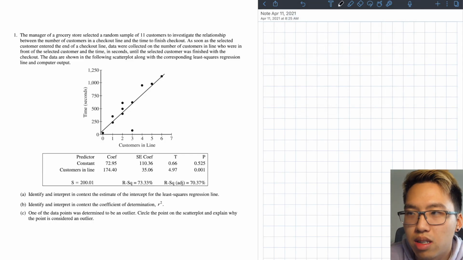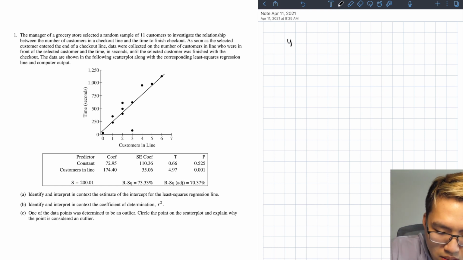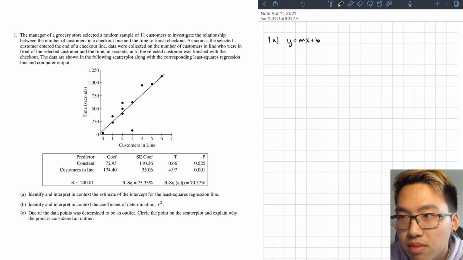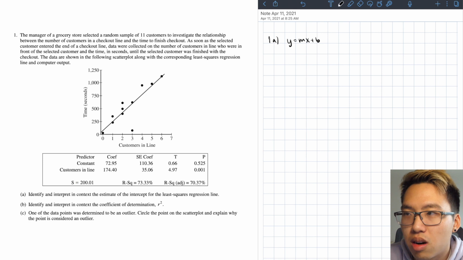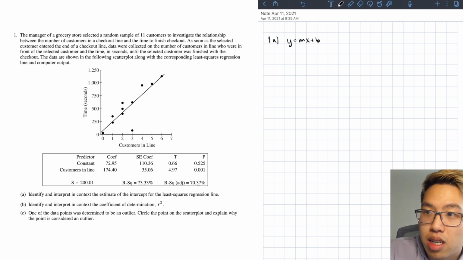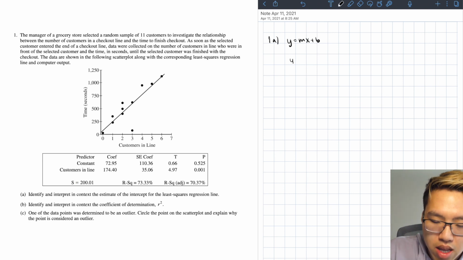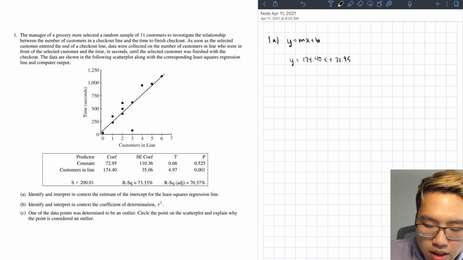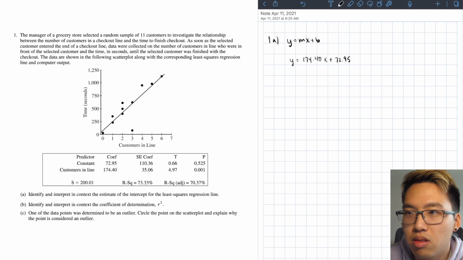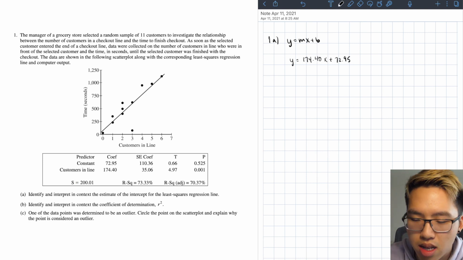Okay, so the first question: identify and interpret in context the estimate for the least squares regression line. If we write out this equation in our trusty y equals mx plus b, let me also label the questions. Our least squares regression line is going to be y equals 174.40 x plus 72.95, and this question is asking us to identify and interpret the intercept.